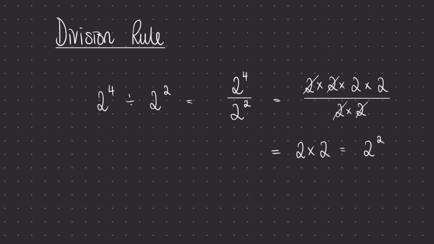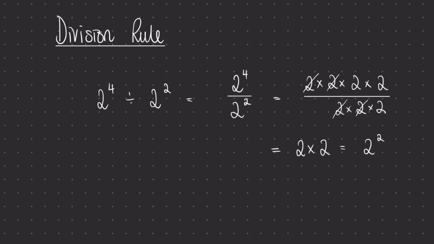So what have we done with the indices? We've actually subtracted away 2 from 4. You can see that if I had 3 2's on the bottom here, I would simply subtract another one from the initial index. So dividing is in effect subtraction of the indices.